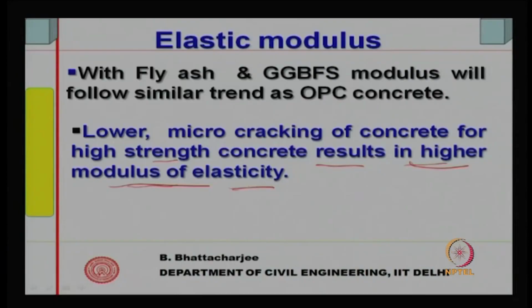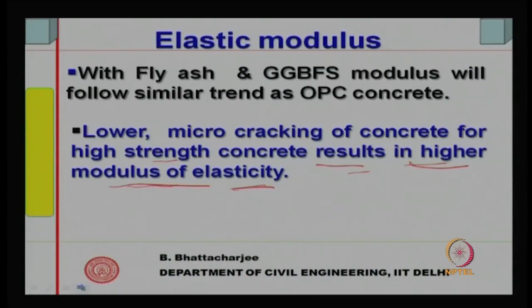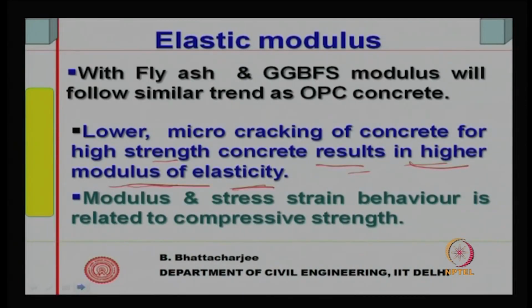Micro cracking is less, and that means the deformation at a given stress level is lower, which means modulus of elasticity is higher. So, modulus of elasticity is higher in case of high strength concrete, and this has another aspect. When you add silica fume, it can improve the modulus of elasticity significantly in high strength concrete, and it has another effect also: the deformation at failure is also less. So, stress strain behavior can also be related to the compressive strength.